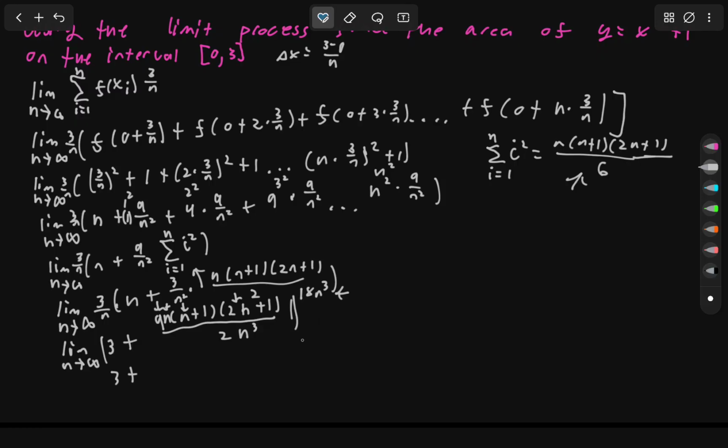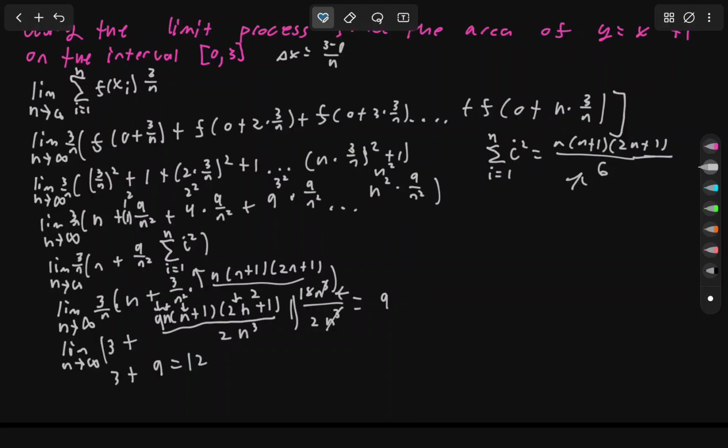Well, in the denominator, what's going to dominate as n goes to infinity is n, or 2 times n cubed. So now what happens is these n's are going to just slowly become more and more like each other, and this is going to equal 18 divided by 2. So finally we get an answer of 12.